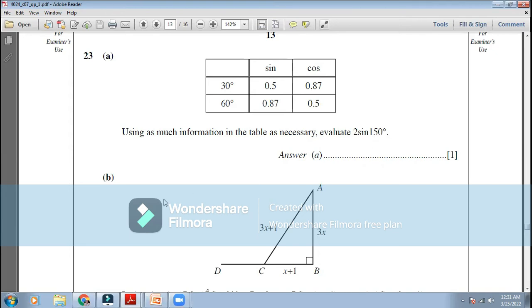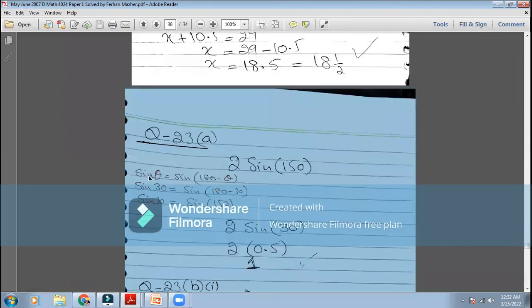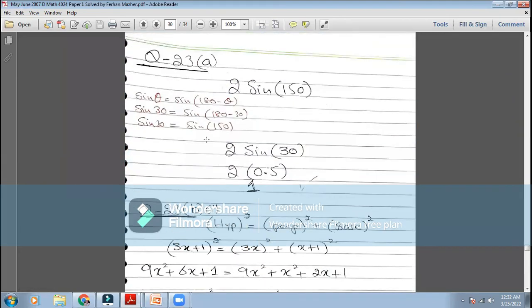You know, the value of sine theta is equal to the value of sine of 180 minus theta. The two angles which are supplementary have the same sine value. Whatever is the value of sine 30, the same will be the value of sine 150. So for 2 multiplied by sine 150, the value of sine 150 will be the same as sine 30. The two angles which are supplementary to each other have the same sine values.